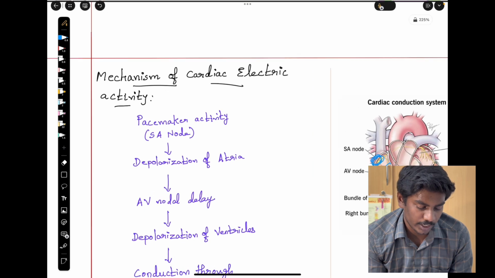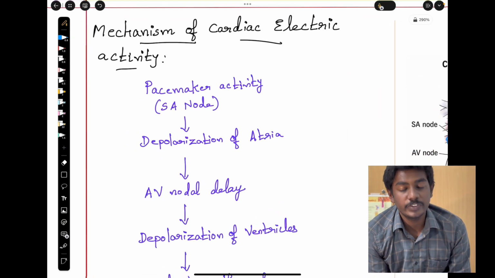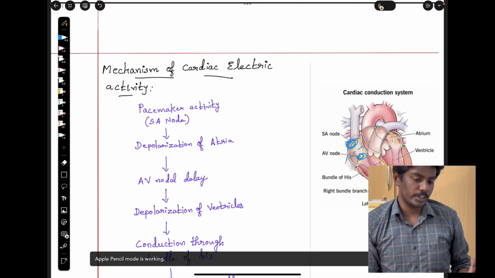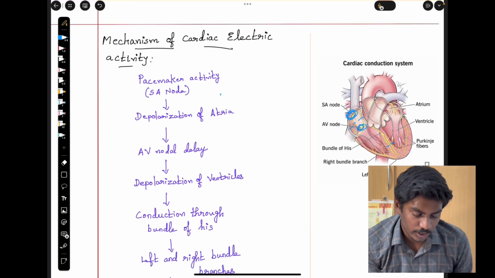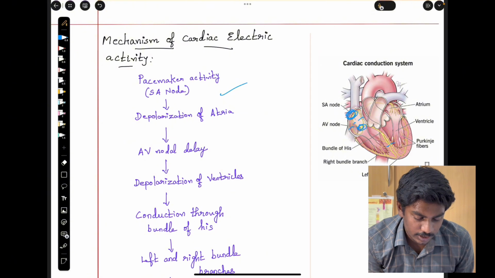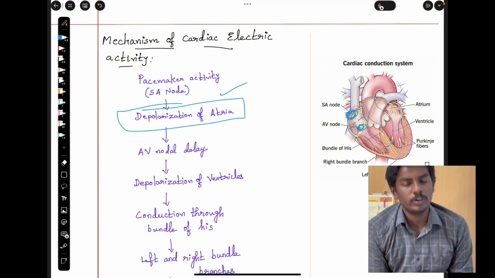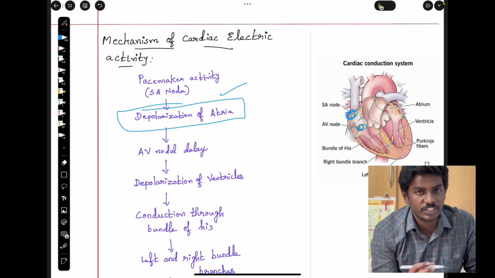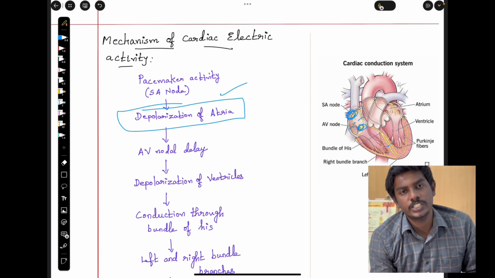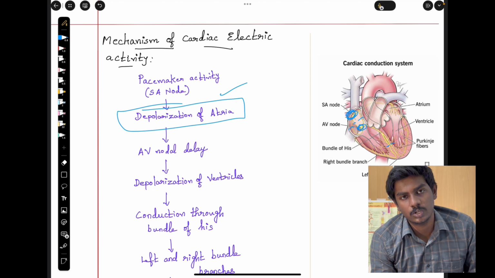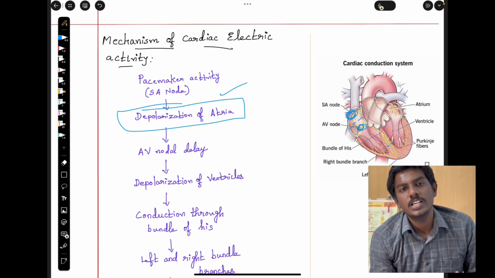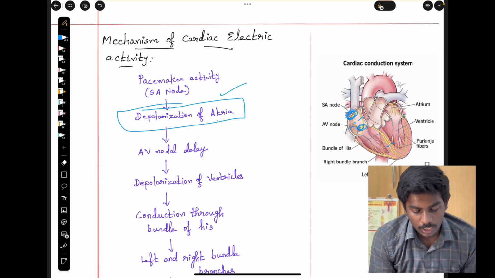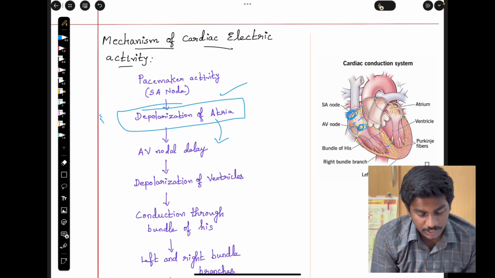So now the mechanism of cardiac electrical activity. The sinoatrial node is called the pacemaker of the heart. From the sinoatrial node, depolarization of atria occurs. Depolarization here means relaxation of the atria. We are going to see depolarization of atria, systole of atria, depolarization of ventricles, and systole of ventricles in the upcoming videos.